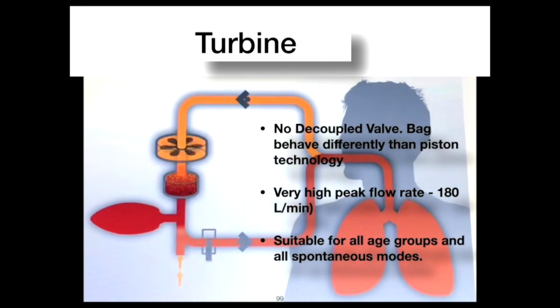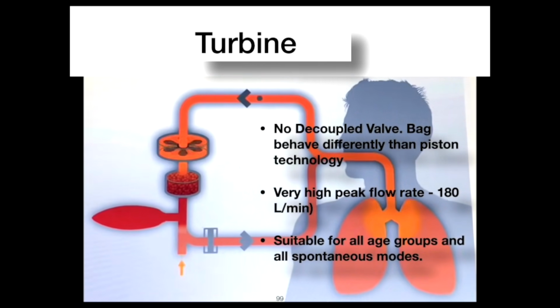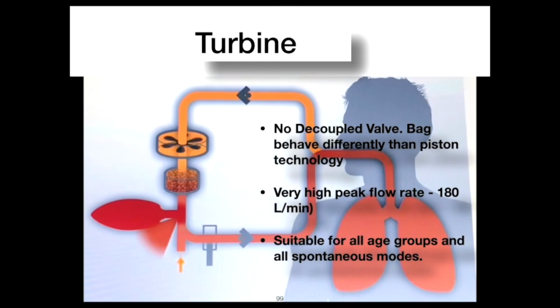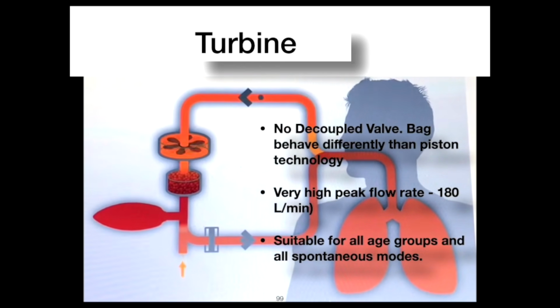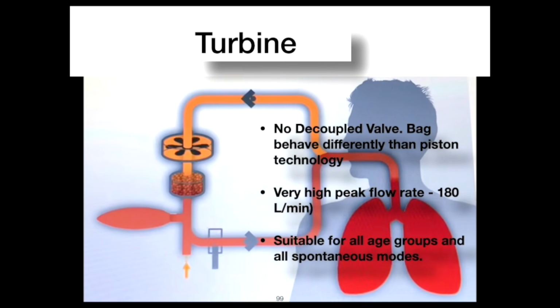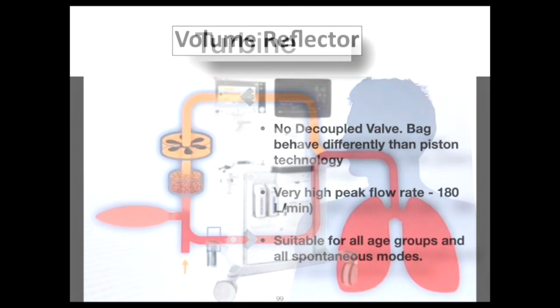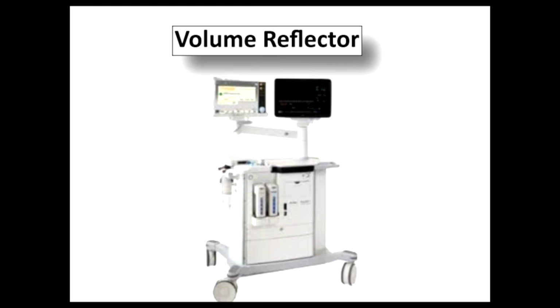Now this is also available right now. Turbine is available with the Draeger machine. Draeger's advanced machine has a turbine. Here there is no decoupled valve, so in some machines bag behavior will be different. In this machine bag behavior will be opposite if you have a turbine ventilator. It is a very costly machine, so I don't think it is easily available. But the advantage is it is suitable for all ages and spontaneous breathing patients.